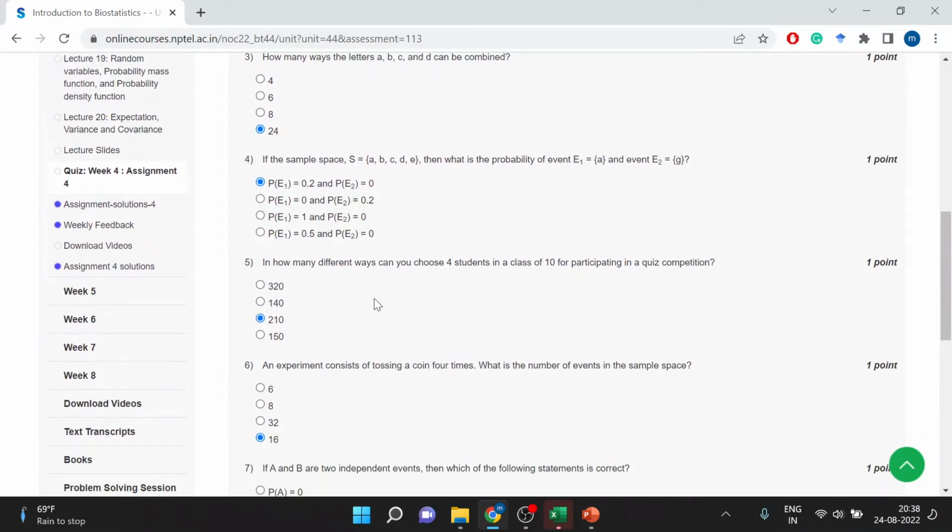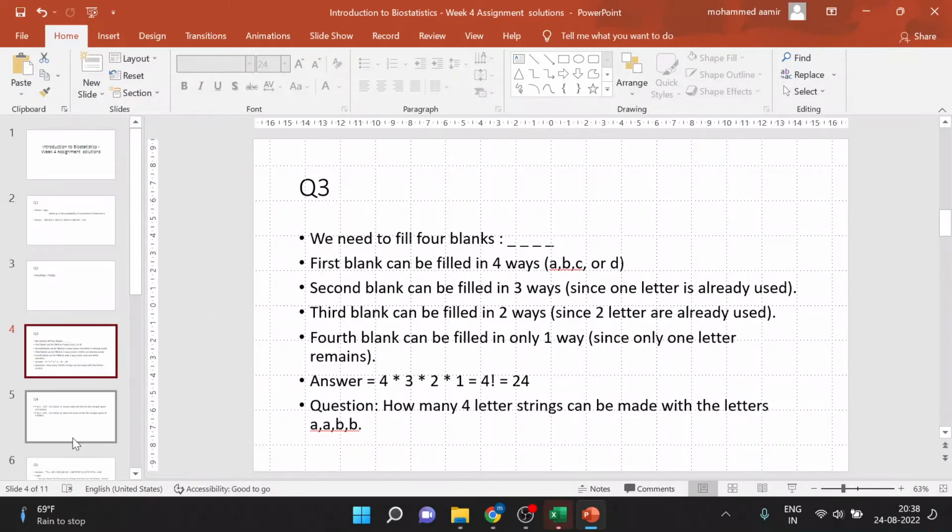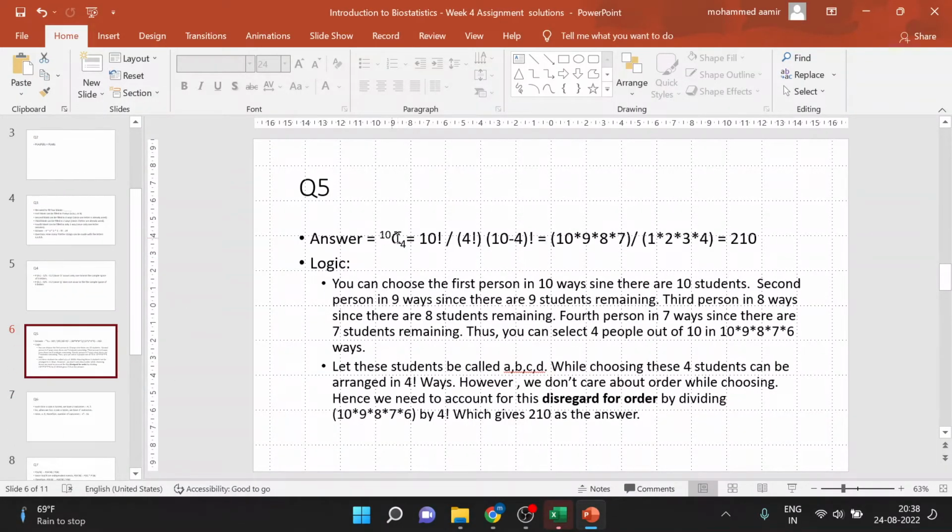Next is again a combinatorial question. How many different ways can you choose 4 students in a class of 10 for participating in a quiz competition? The easy and very formulaic answer to this is nothing but 10 choose 4, which is 10 factorial divided by 4 factorial into 10 minus 4 factorial, which is this expression. You can just use this formula directly and you get an answer as 210.